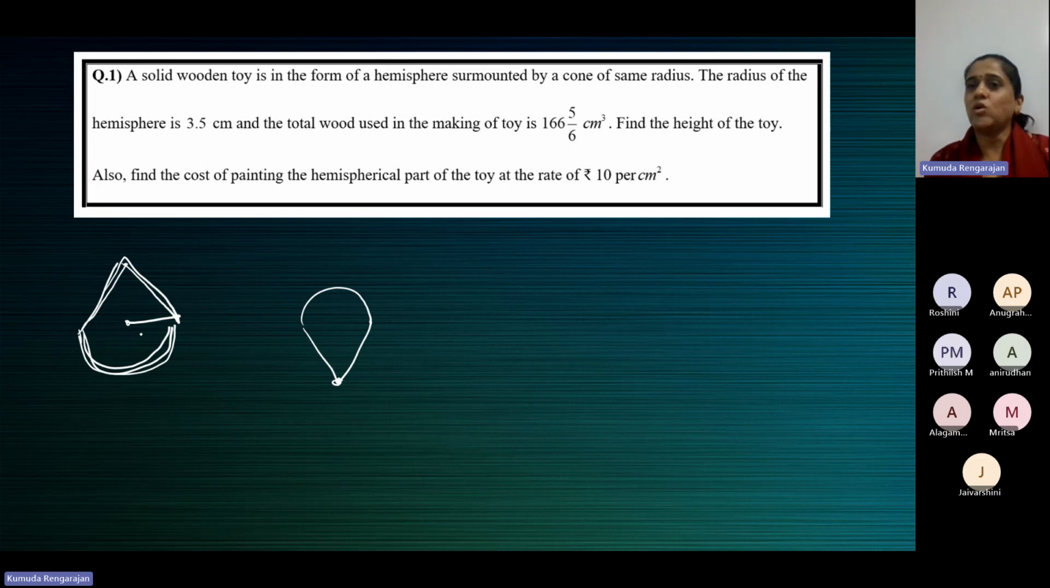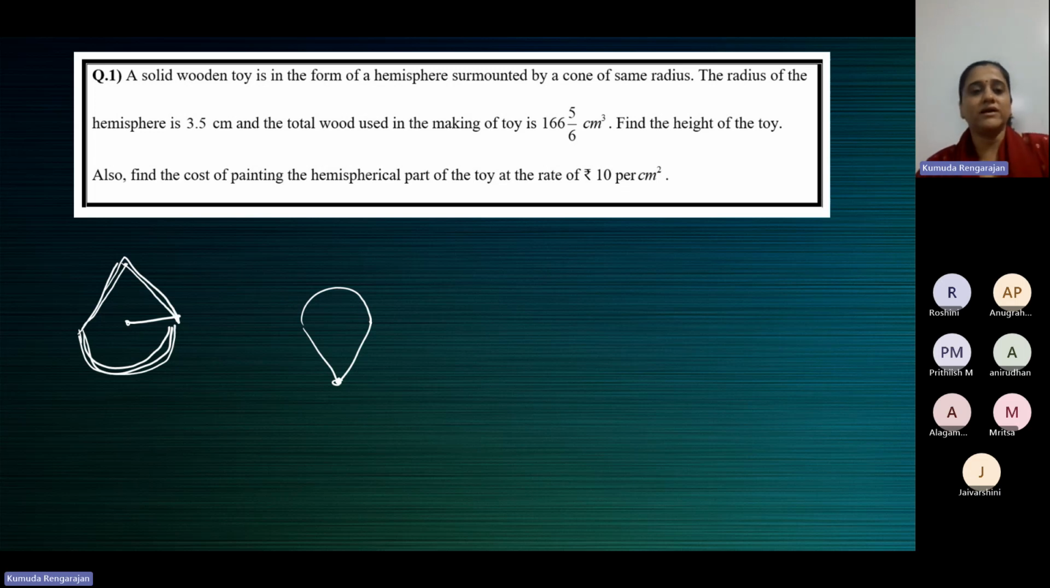Then cone. For the cone, we have three parameters: radius, height, and slant height. If you know any two, you can find the third one, but you need to know two of them. So that's what you should look out for: what information you have. Now for the hemisphere, you know the radius. And for the cone, you know the radius.